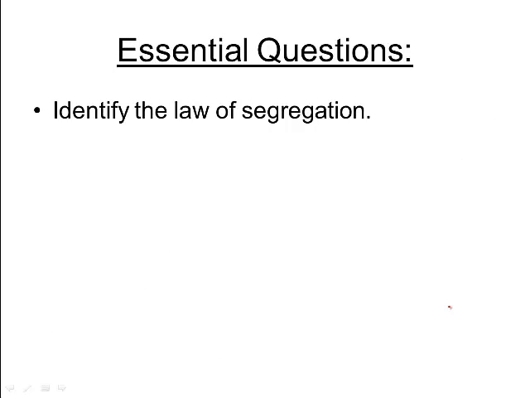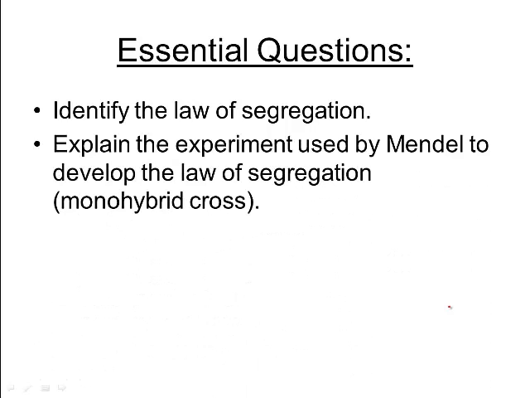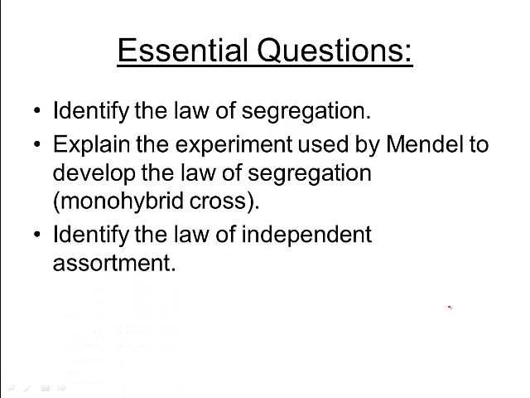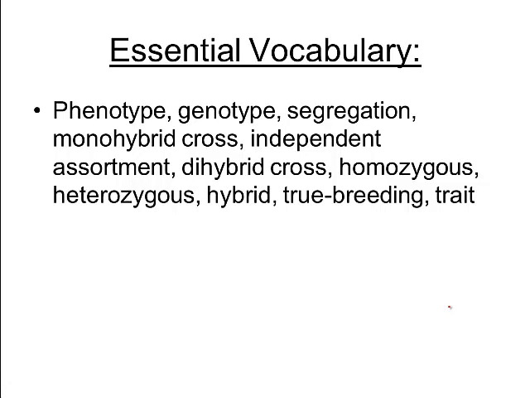So for this standard, you will be able to identify the law of segregation. You'll explain the experiment used by Mendel in order to come up with this law of segregation, and that's specifically called the monohybrid cross. You'll identify what the law of independent assortment is, and you'll describe independent assortment using something called a dihybrid cross. Okay, so a lot of really important vocabulary that we're going to concentrate on within this particular podcast, and then we'll get more into the experiments in further podcasts from here.